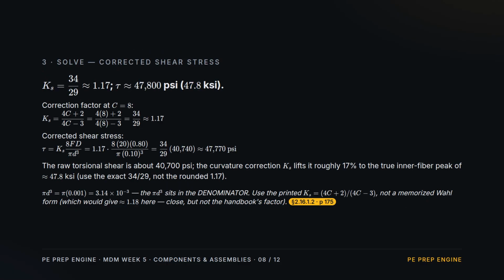Solve. Part 2. The correction factor at index 8 is 34 over 29, about 1.17. The raw torsional shear, 8FD over pi d cubed, is around 40,700, and the correction lifts it about 17% to roughly 47,800 at the inner fiber. Reach for the printed factor, not a memorized Wahl form.